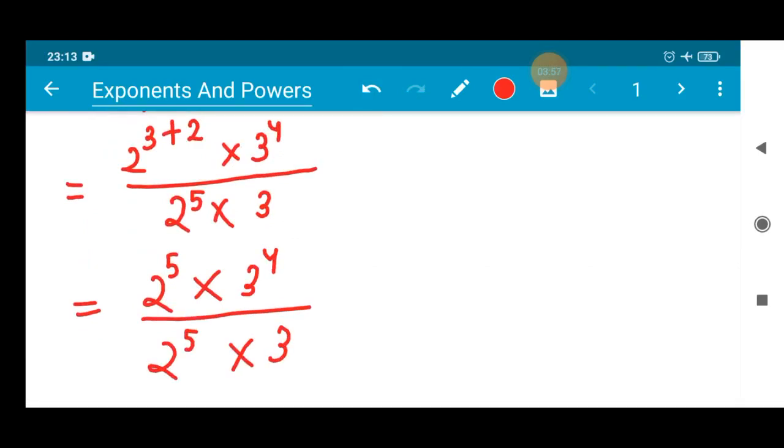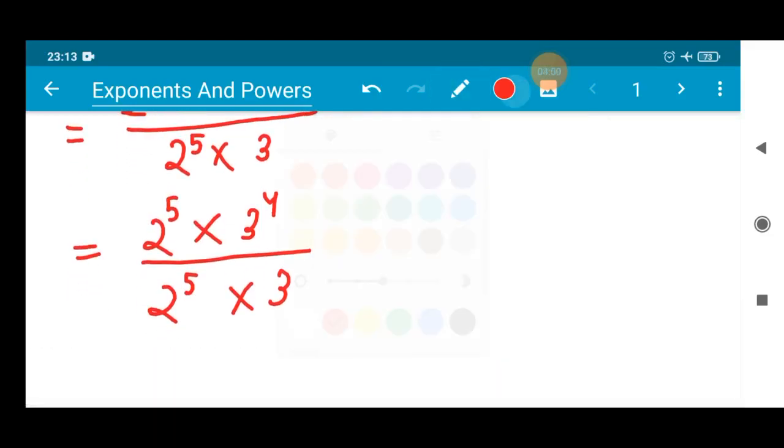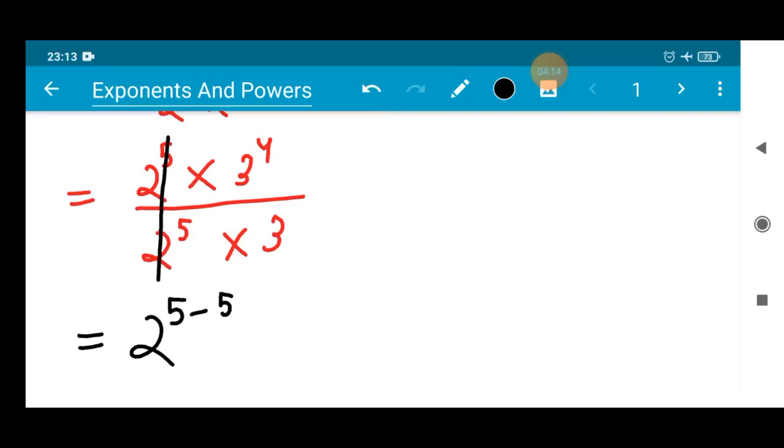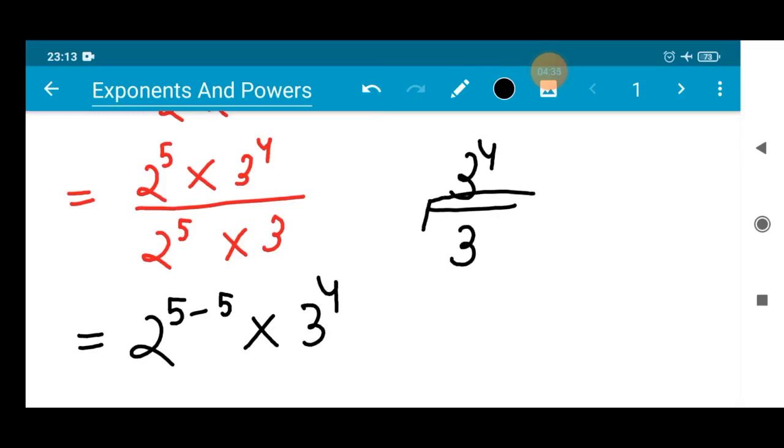Now again we can use one rule over here: having the same base, and if there is a division sign, this is a division sign, isn't it? So the exponents can be subtracted. So I can write 2 to the power 5 minus 5, or simply you can cut it like this. If you don't want to use the rule, you can directly cancel also, because 2 to the power 5 in the numerator and 2 to the power 5 in the denominator can be cancelled out and written as 1. Next, over here also you have the same base, and as 3 to the power 4 divided by 3 means there is a division sign over here, it can be written like this.